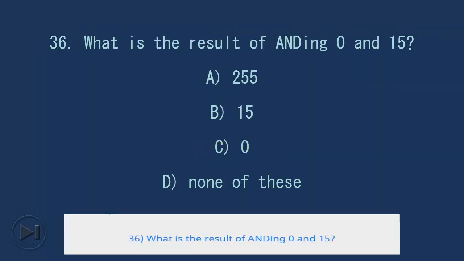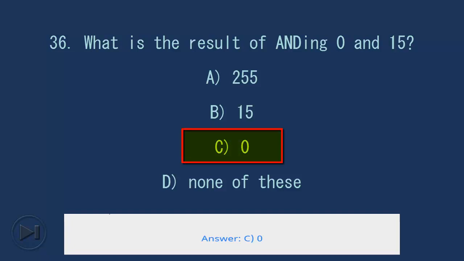36. What is the result of ANDing 0 and 15? A, 255. B, 15. C, 0. D, none of these. Answer, C, 0.